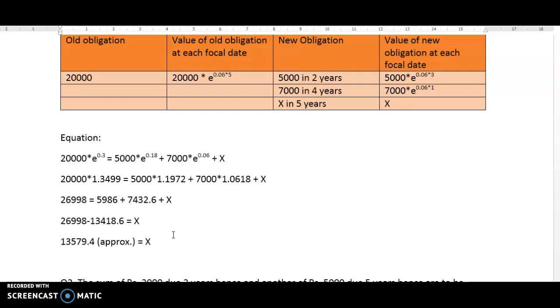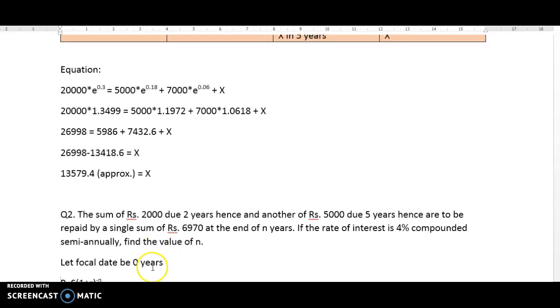Now let's move to the next question. Okay, so the next question is this.